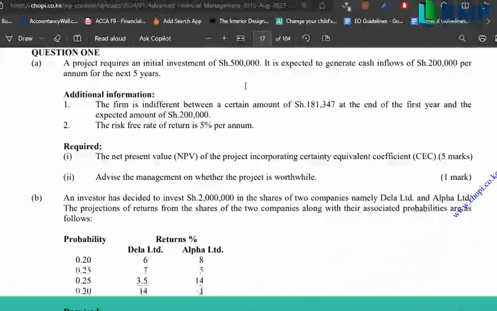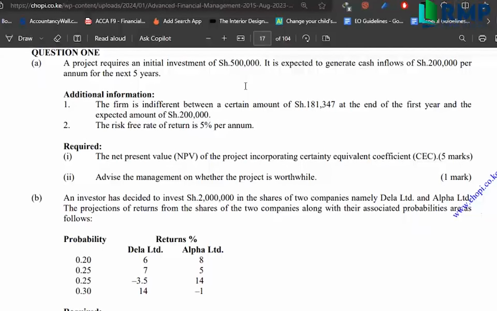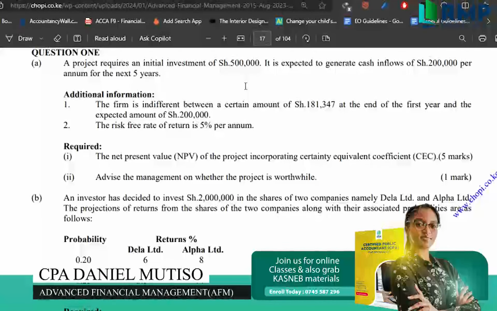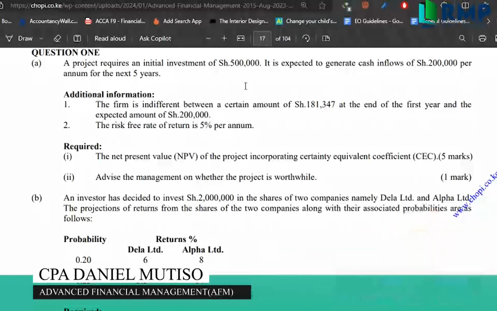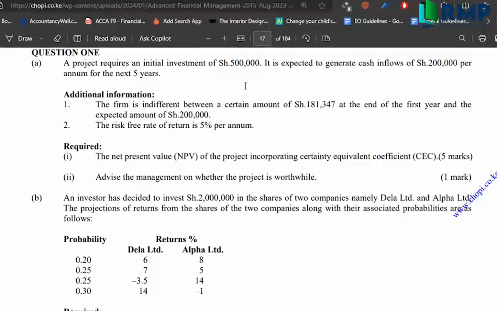Question 1A. A project requires an initial investment of 500,000. It is expected to generate cash inflows of 200,000 per annum for the next 5 years. Additional information: the firm is indifferent between a certain amount of 101,347 at the end of the first year and the expected amount of 200,000. The risk-free rate of return is 5% per annum. Required: the net present value of the project incorporating certainty equivalent coefficient to advise management on whether the project is worthwhile.